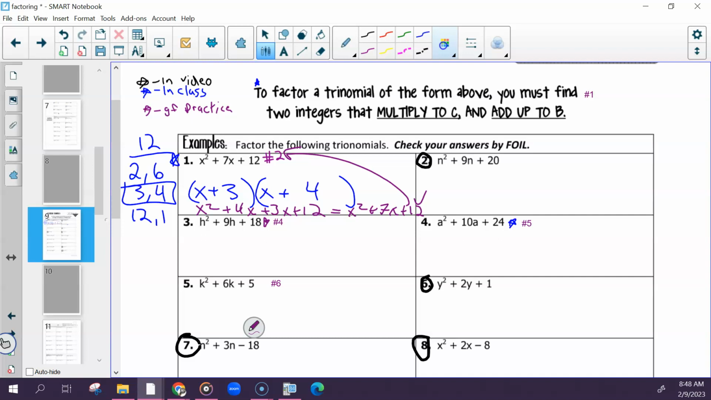If you wanted to help yourself memorize how to do this with a rule: if both of these things are a plus, in front of B and in front of C, then both of your factors are going to have pluses. Questions on that first one?